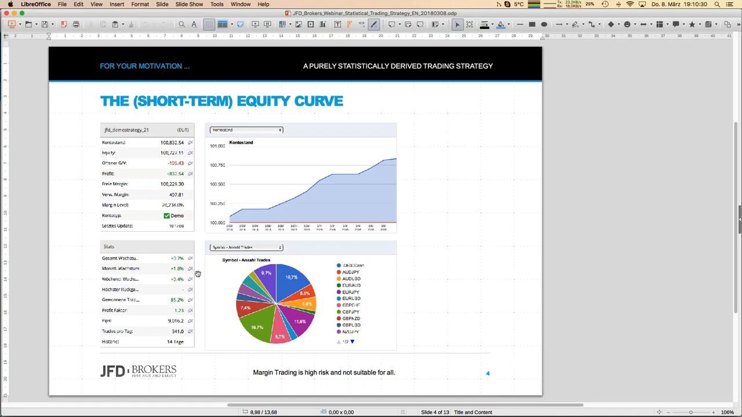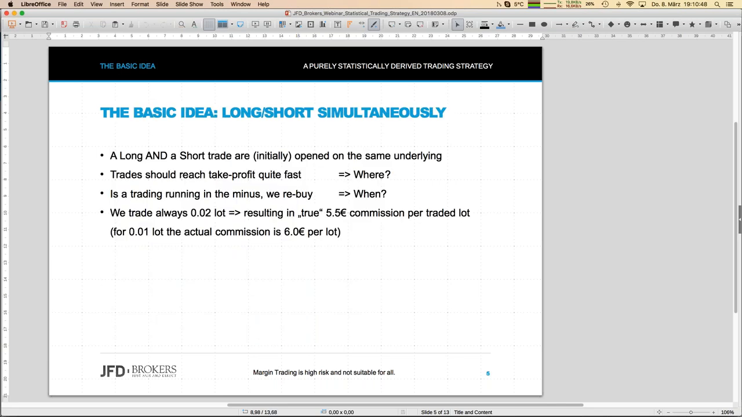It's trading a lot. That is specific for that kind of strategies, because you will see and learn that the take profit is extremely tight for any trade. So it looks good. It looks promising. Let's go into more details. So as I mentioned, when we start any underlying, we open two trades, one a long and one a short trade, on the same underlying.